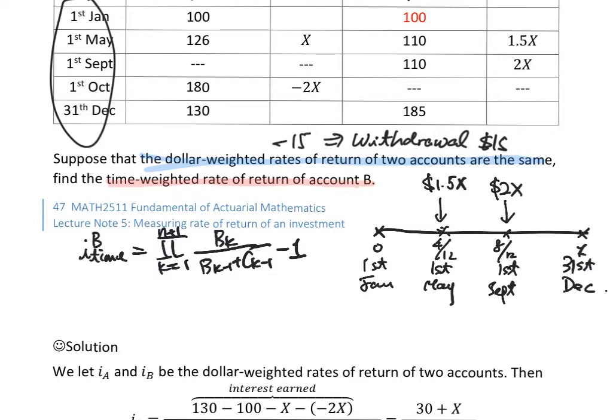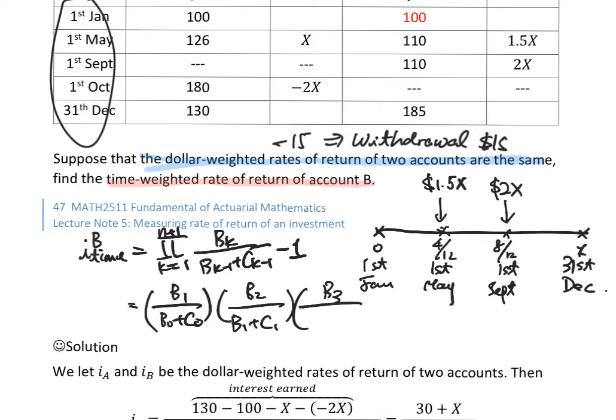Okay, now again, there are 3 periods, so your time weighted rate of return will consist of 3 terms. So that will be something like this. Then of course, what you need to do is just punch in the numbers.